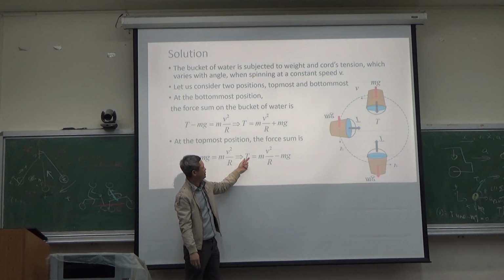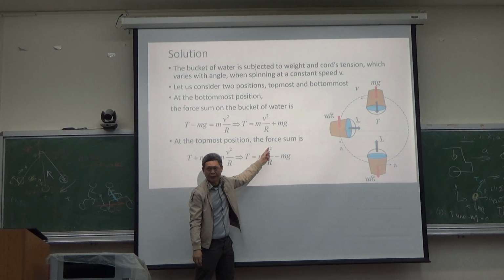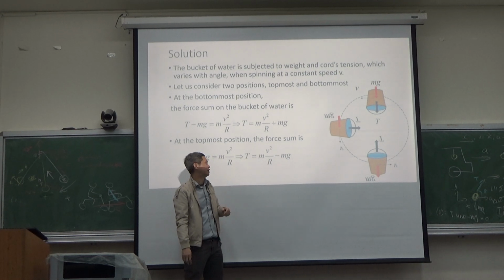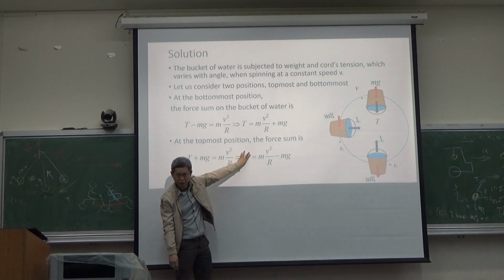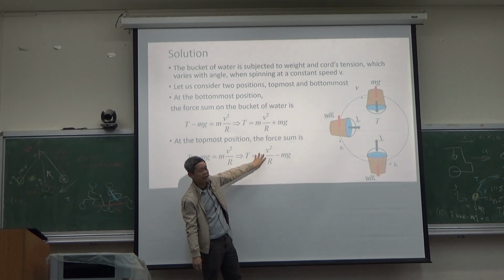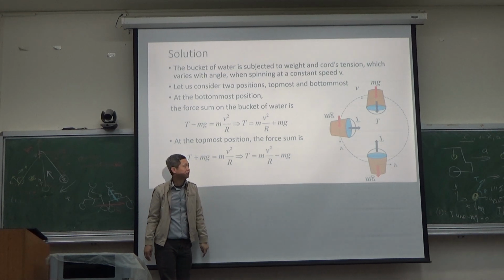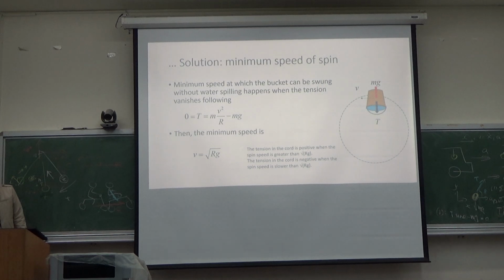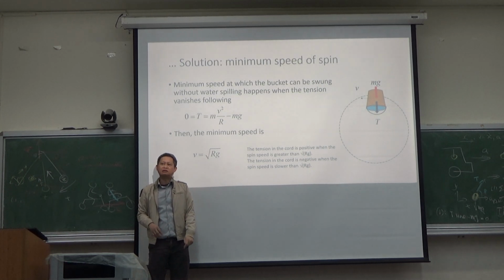So in this case, you can see that you need a minimum speed to overcome the weight so that your cable tension is positive. If your cable tension suddenly becomes 0, that is going to be the weight providing you the centripetal acceleration. So in this example, you'll be able to determine the minimum speed. That is v equal to square root of rg.